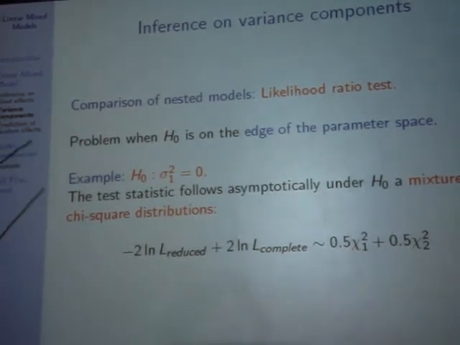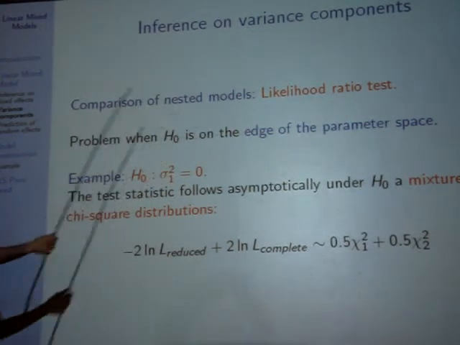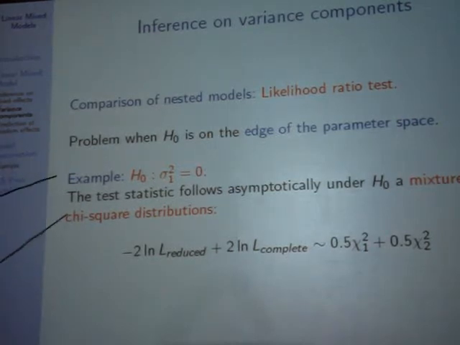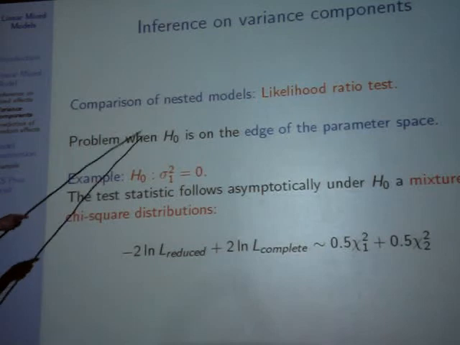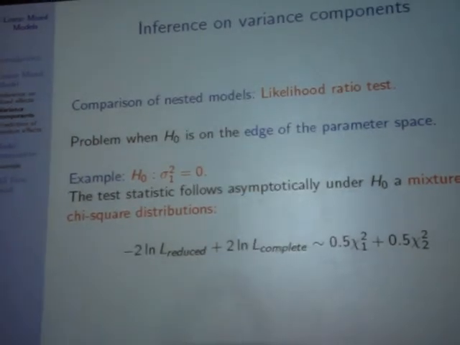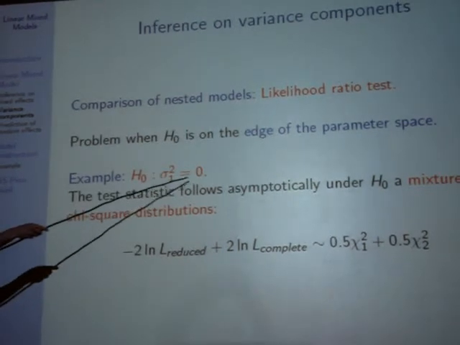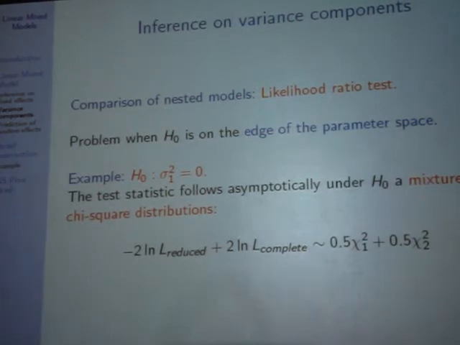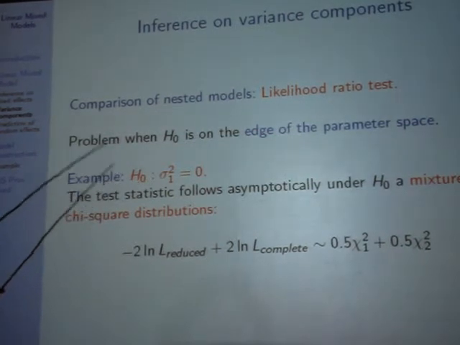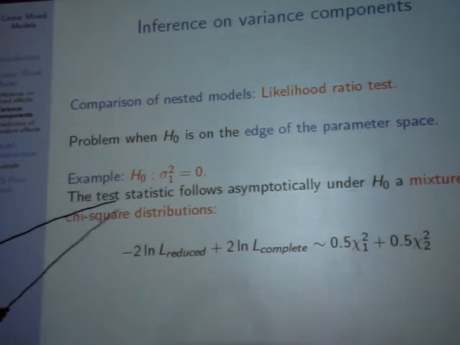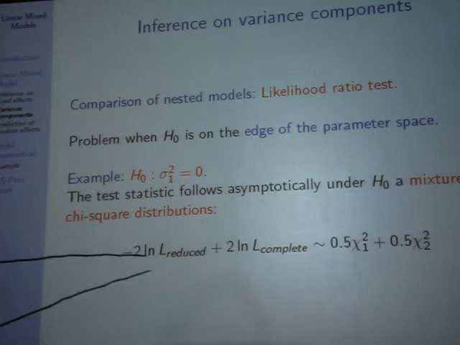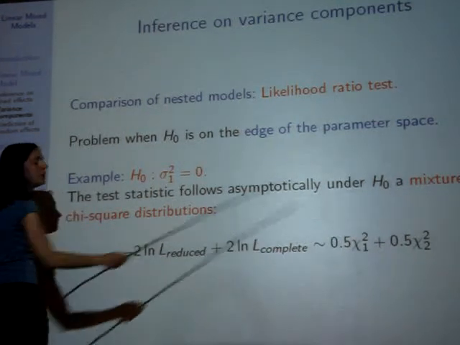Now, if you want to compare nested models with different covariance structures, you can also use the likelihood ratio test, as we did for the fixed effects. The problem is that now the null hypothesis is usually on the edge of the parameter space, because, for example, if you want to test that one of the variance components is equal to 0, it's on the edge of the parameter space because the variance parameters always have to be positive. And in this case, the test statistic follows asymptotically under H0 a mixture of chi-square distributions. In this case, for example, it will be a mixture of chi-squares with 1 and 2 degrees of freedom.